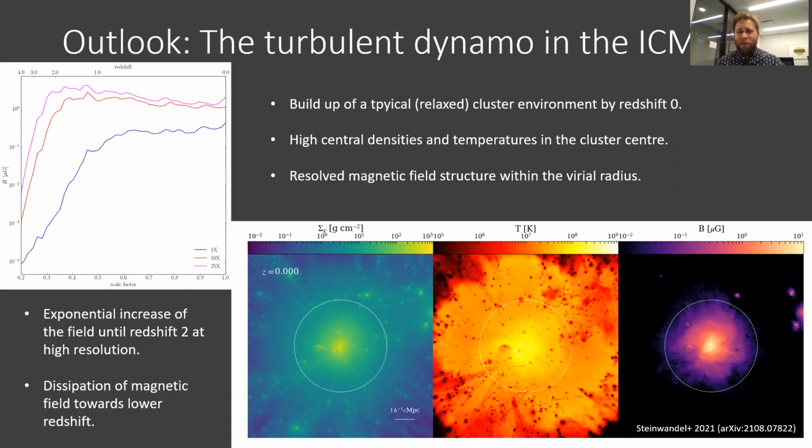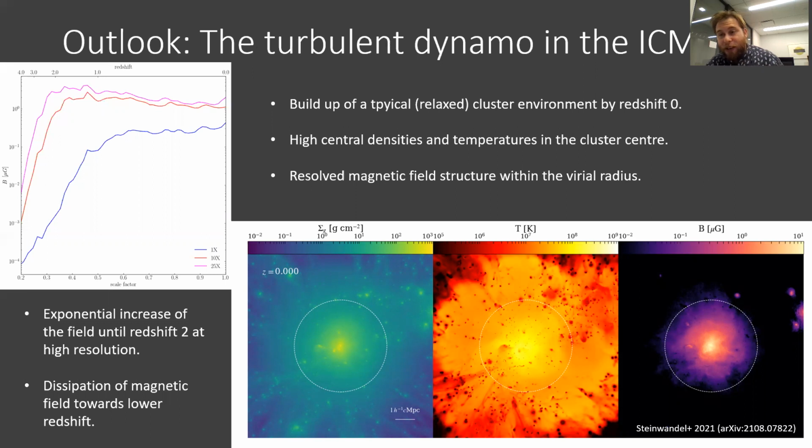This curvature relation seems to work similarly in a galaxy and in a galaxy cluster. So you can obviously also go straight ahead and do ab initio, first-principle simulations of magnetic field amplification in the ICM. What we do here is run very high resolution galaxy cluster simulations down to redshift 0.